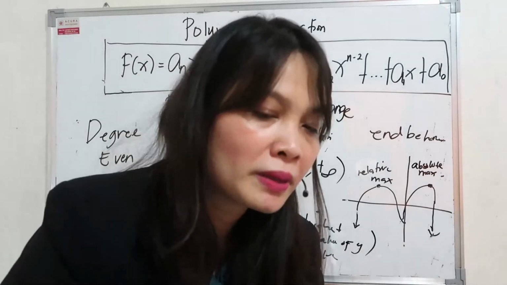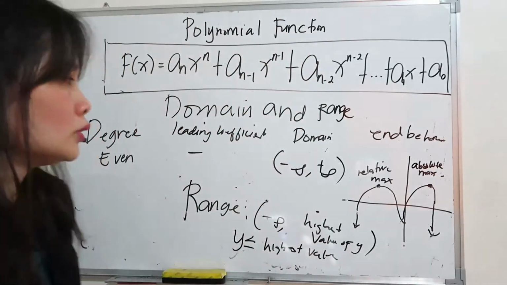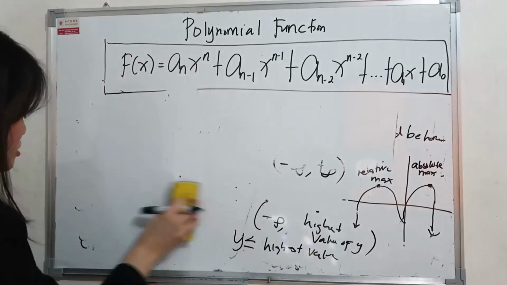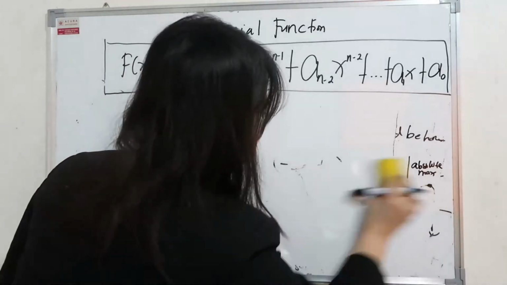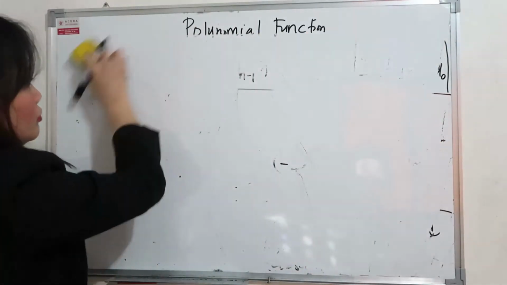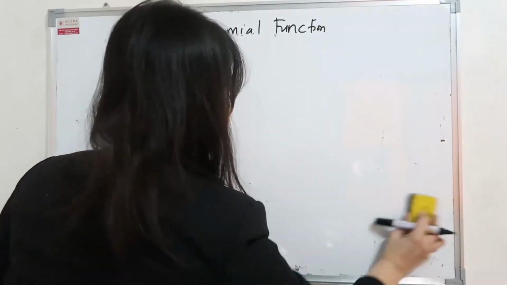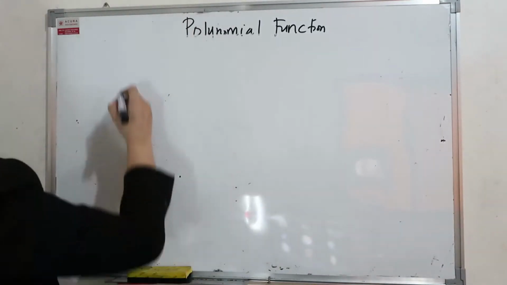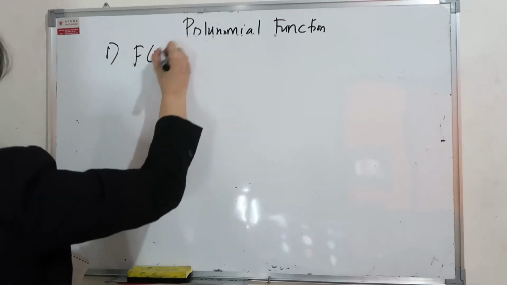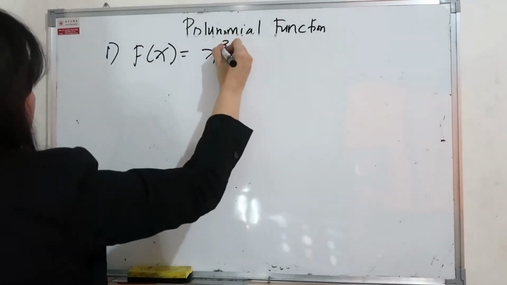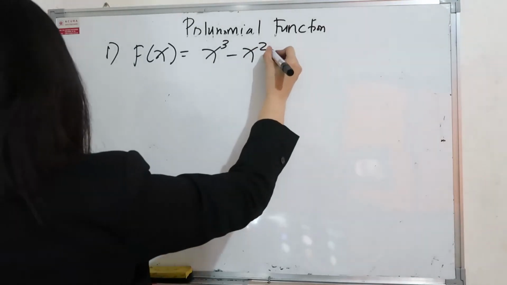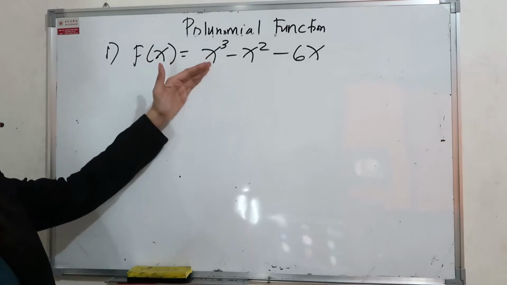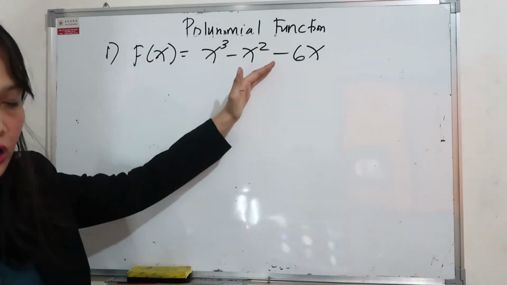So how do we apply that in a certain example? I'll give you an example. How do we graph and determine the domain and range of a polynomial function? Example number 1, f of x is equal to x cubed minus x squared minus 6x.